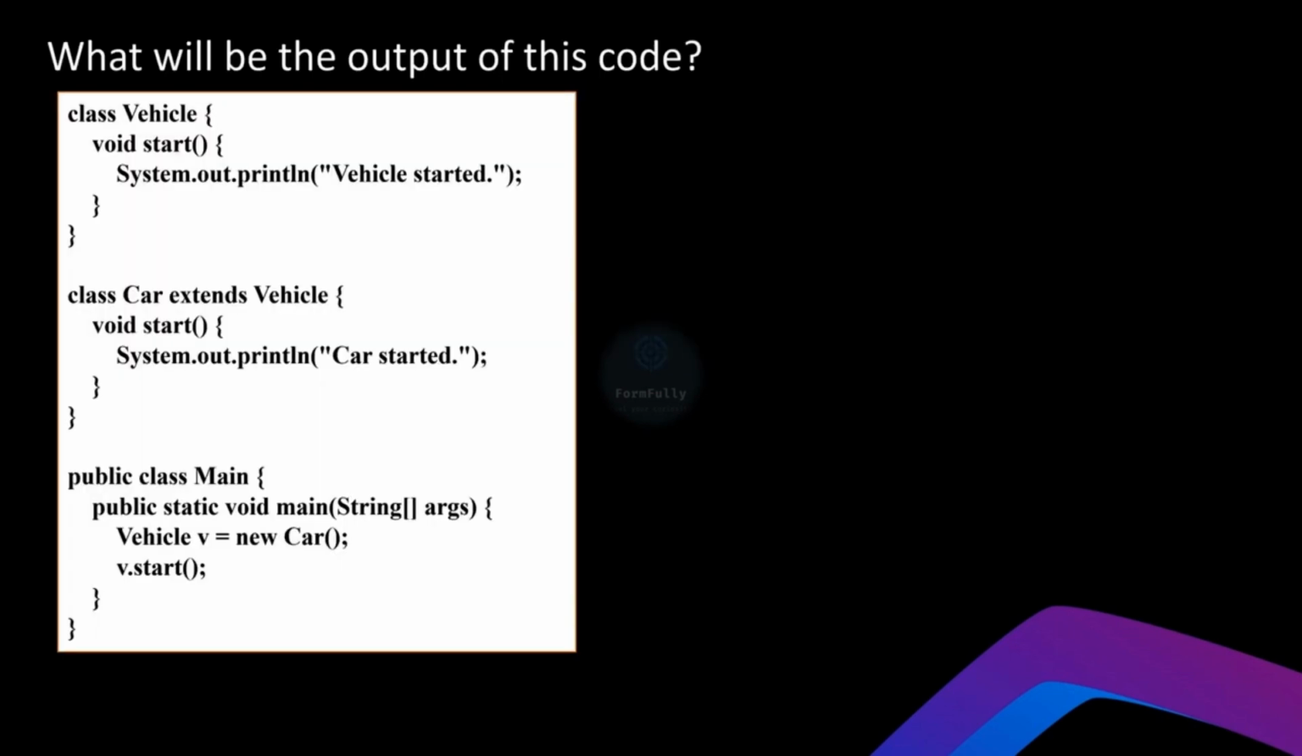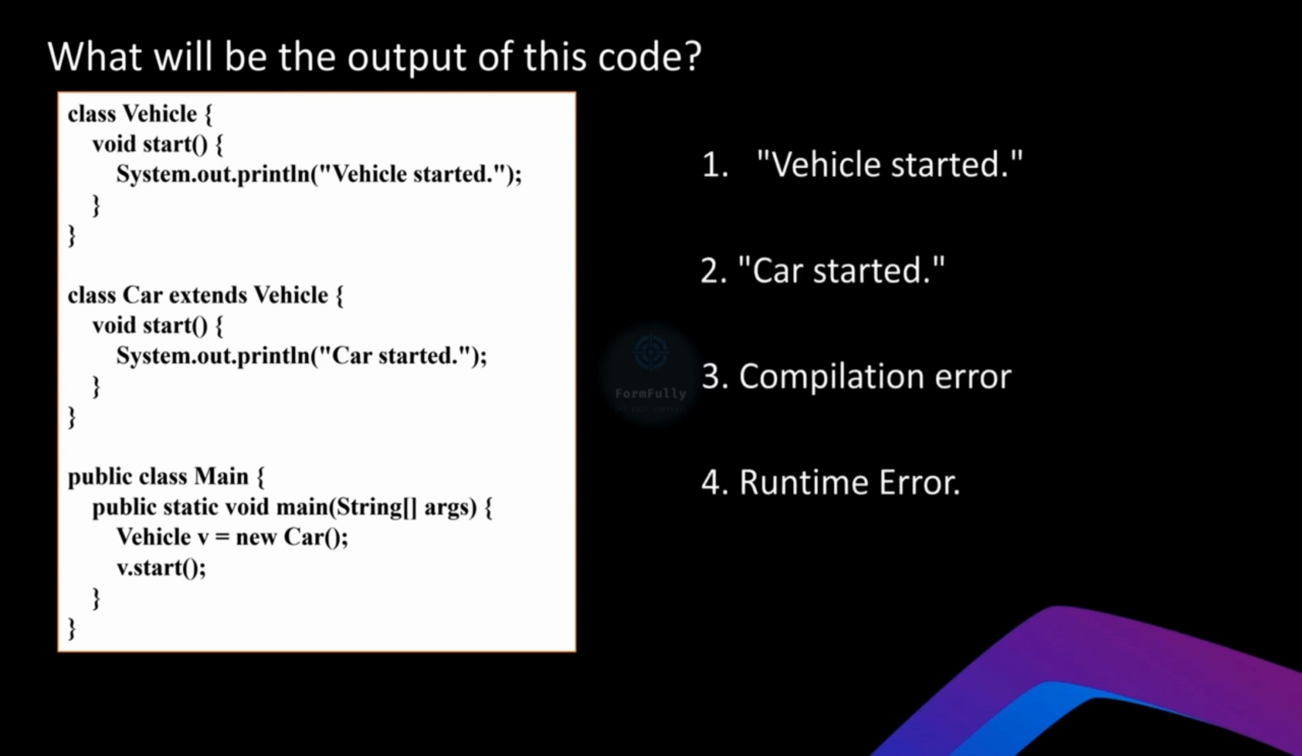Moving to the next snippet question. What will be the output of this code? Options are as follows. I'll suggest first pause the video and think about the correct option. Here, the correct option is car started.